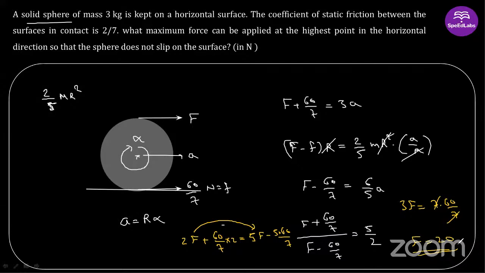See, when capital F is maximum, friction is maximum. So when I am using maximum friction, I am automatically getting the maximum possible force. So the maximum possible force is 20 Newton.